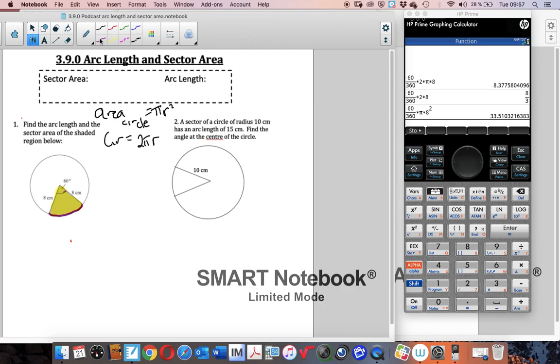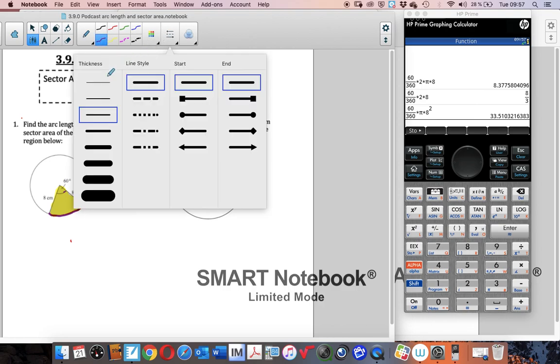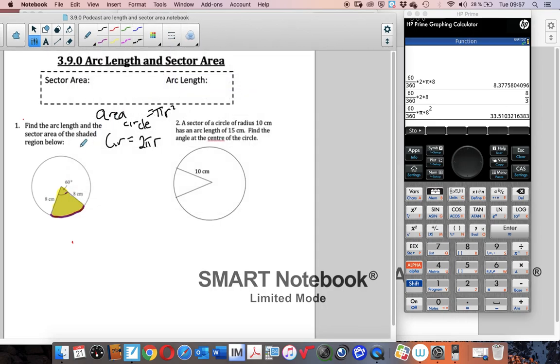And what we're going to learn today is how to find the arc length and the sector area of a circle, okay? So arc length is what I've outlined here in purple. This is the length. So this, as you can probably tell, is part of the circumference. And if you remember, the formula for the circumference is 2 pi r.